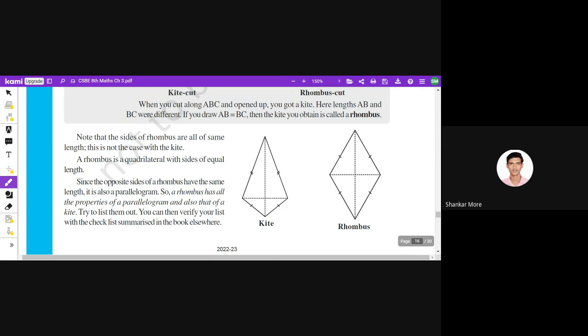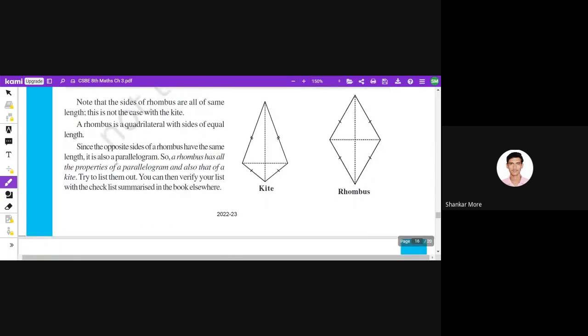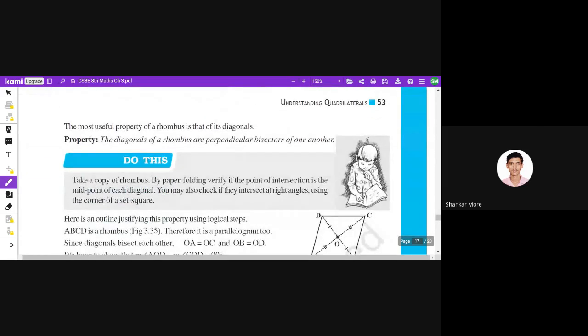Yeah, good. Okay. So, see, a rhombus is a quadrilateral with sides of equal length, as we discussed earlier. Since the opposite sides of a rhombus have the same length, it's also a parallelogram. So a rhombus has all the properties of a parallelogram and also those of a kite. So try to list them out. You can then verify your list with the checklist summarized in the book. So we have to compare a few properties of a parallelogram and a kite with the rhombus. It is quite similar to both those figures.